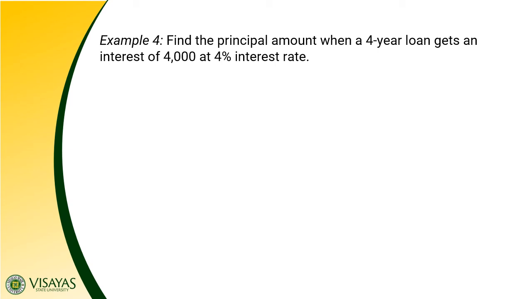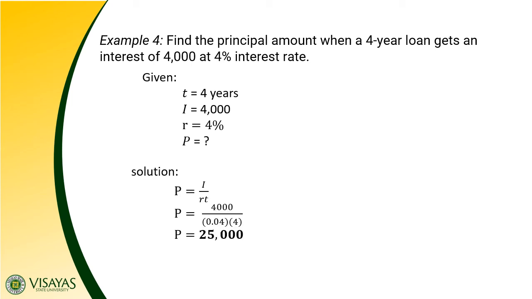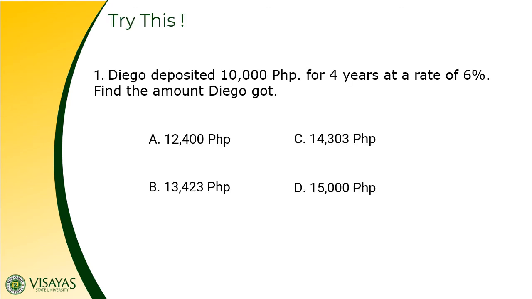Again, let's always start with the given. T is 4 years. I is 4,000 and yung R is 4% and P is the unknown. And use the formula for P, which is I over RT, then substitute the given. I is 4,000, R is 0.04, and T is 4. Simplify, then we have 25,000. Kailangan 25,000 yung i-loan para after 4 years na 4% interest rate, magkakaroon siya ng tubo na 4,000. Okay? I hope it is clear.